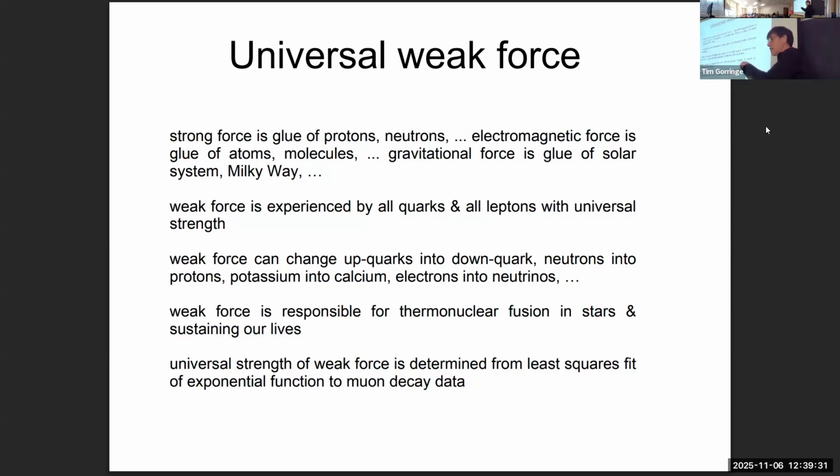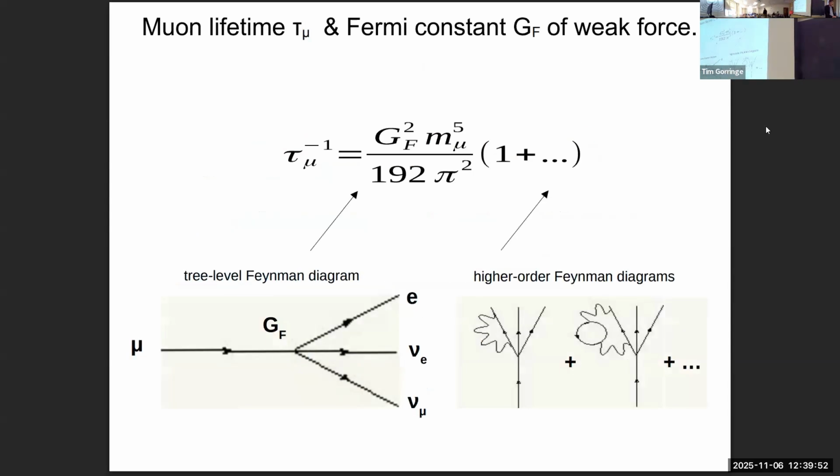When you measure the decay of the muon, in analyzing your data, you end up fitting the lifetime of the muon to extract the strength of the weak force. And so this is a classic example of fitting data to an exponential to extract a fundamental parameter of nature. So we're going to talk a little bit about that type of fit.